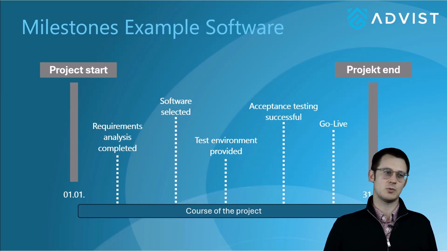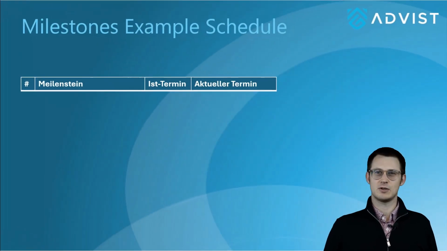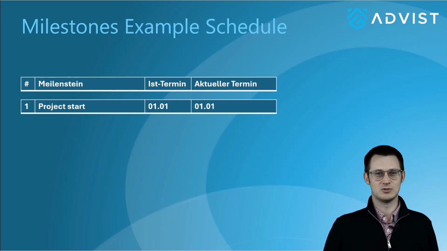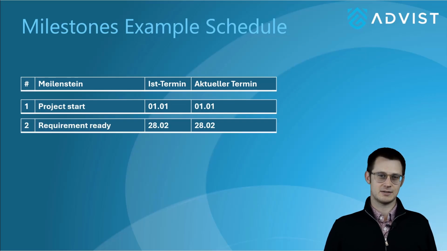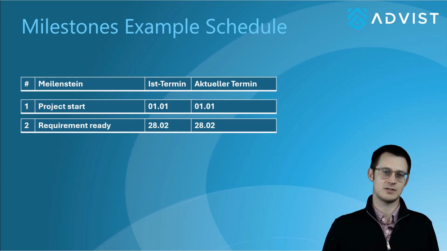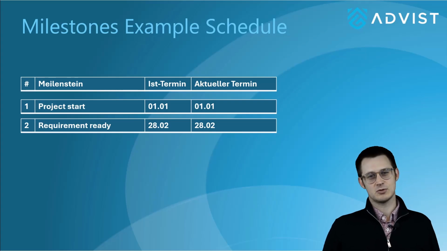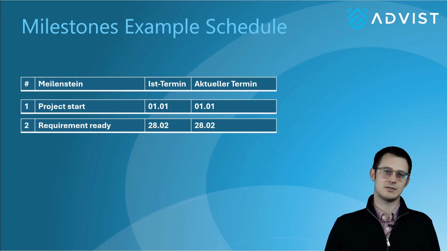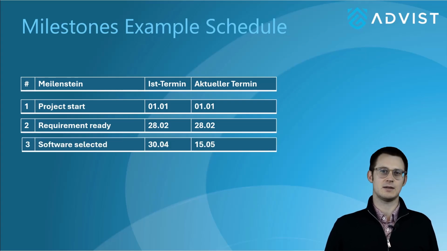In this example, we have identified 5 milestones. Here we can see the chronological sequence of milestones for a software project. The first milestone is the start of the project. The current actual date and the current planned date are both the 1st of January next year. The next milestone is the requirements analysis, which has been completed. Both dates are currently set for 28th of February. After the requirements analysis, the selection of the software starts, which should be completed by 30th of April.